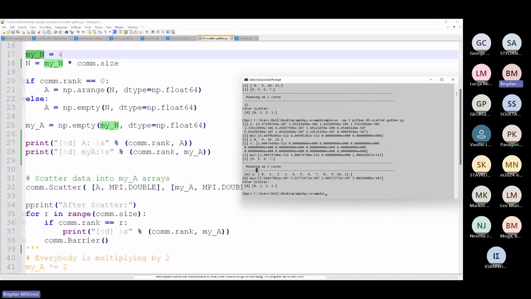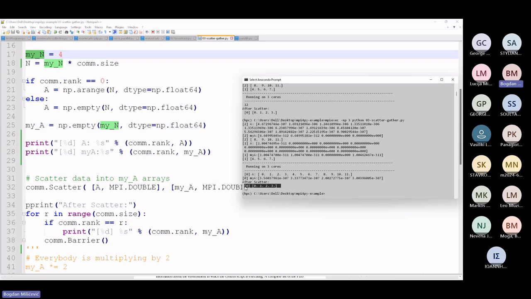And what we are doing, we are scattering this large array, which has values from everything between 0 and the number of processes times 4 minus 1. So in this case, we have 3 processes. We have my n that is 4. So 4 times 3 is 12, and we have all the numbers between 0 and 11. And then we are scattering this among the processes. So 0th process would have 0, 1, 2, 3. First process would have 4, 5, 6, and 7. And the second process would have 8, 9, 10, and 11. This is what scattering does.